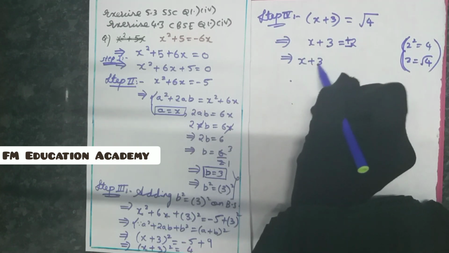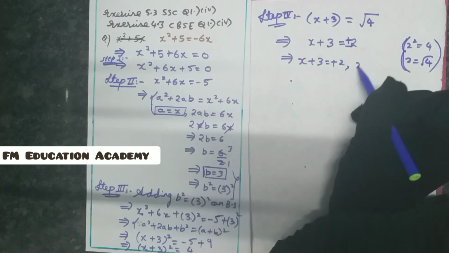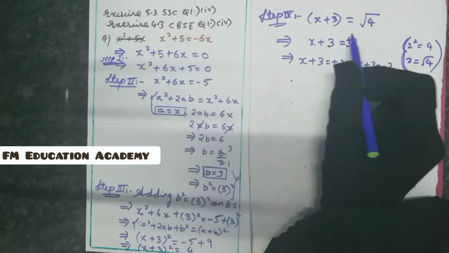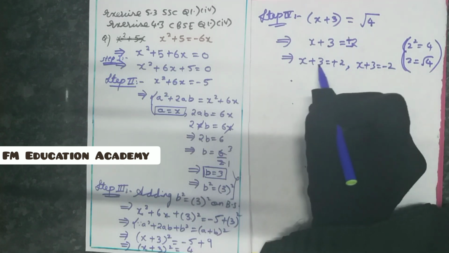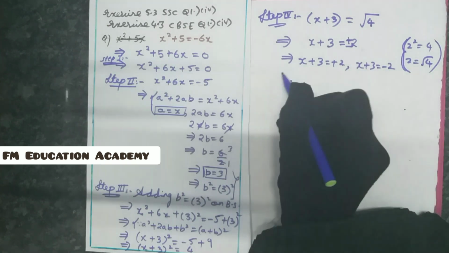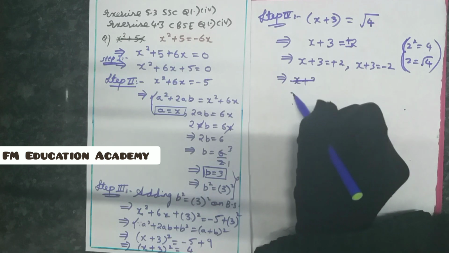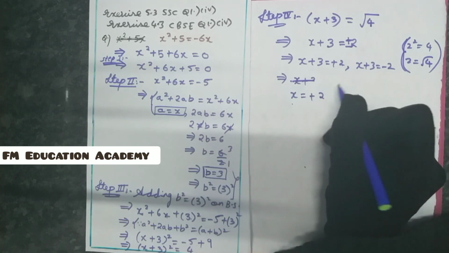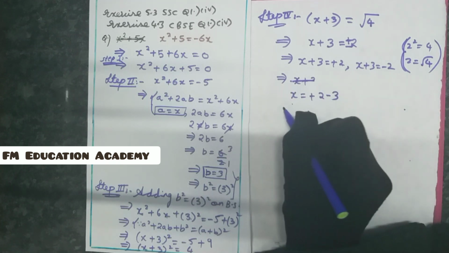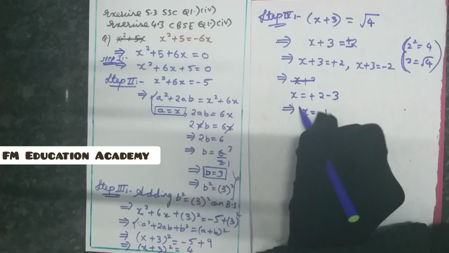One is x plus 3 is equal to plus 2. Another condition is x plus 3 is equal to minus 2, because plus and minus both are there. One time we are writing with plus, other time with minus. We want the value of x, right? So x is equal to plus 2 as it is. Plus 3, if it goes to that side, becomes minus 3. So x is equal to minus 1 we got.